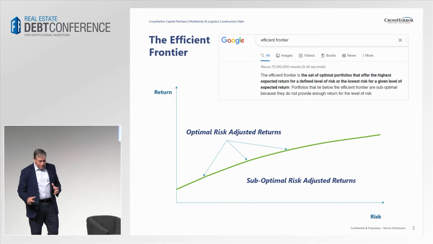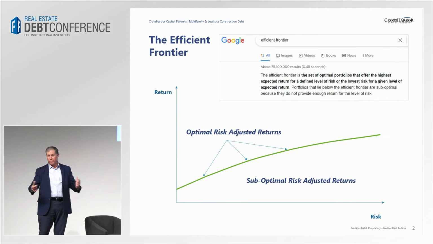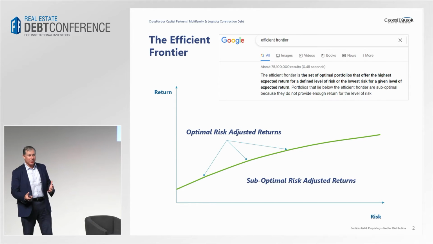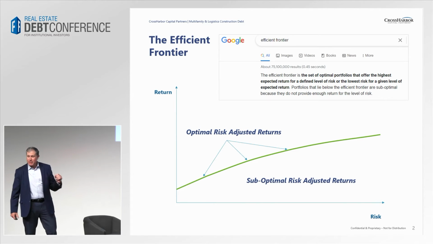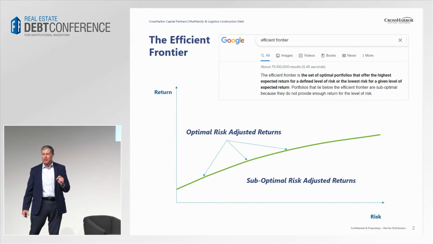So this is the efficient frontier. Most of you are familiar with the efficient frontier, but describing the efficient frontier to people can be challenging. So I did what any smart person would do. I Googled the efficient frontier, and I was surprised by two things. First, 75 million results for the efficient frontier.